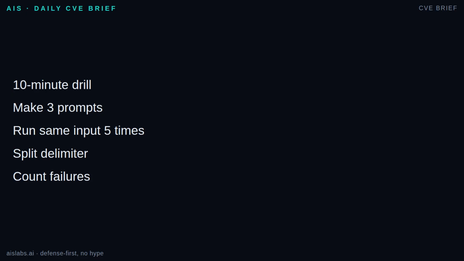Run each prompt 5 times with the same input using whichever model client you already have. Save the text files. Then, write a tiny Python script that splits on your delimiter and counts sections. You will see the difference immediately. The goal is not perfection. The goal is learning which instructions make failures easier to detect.